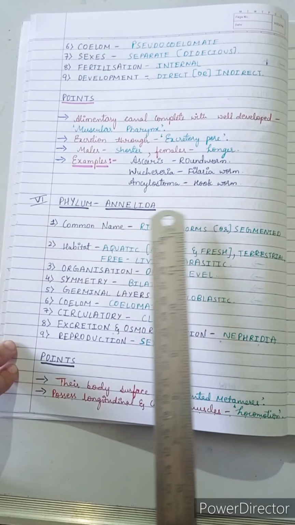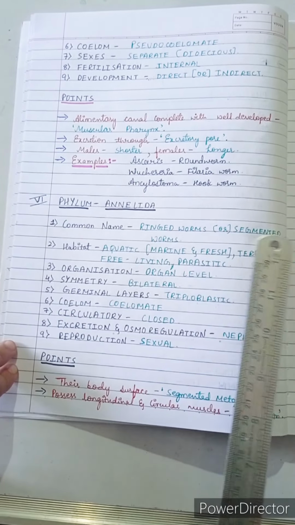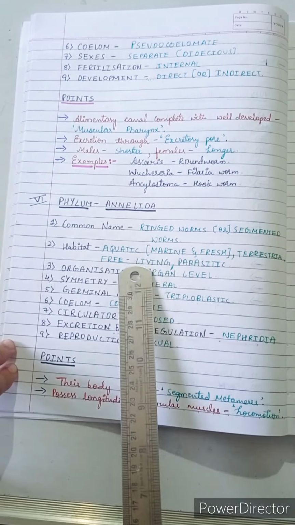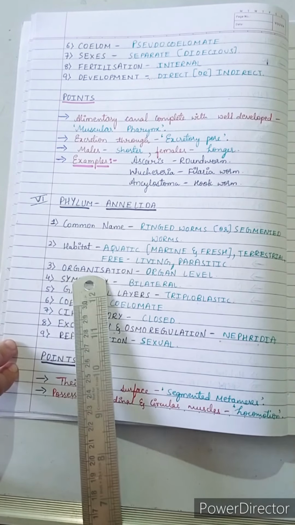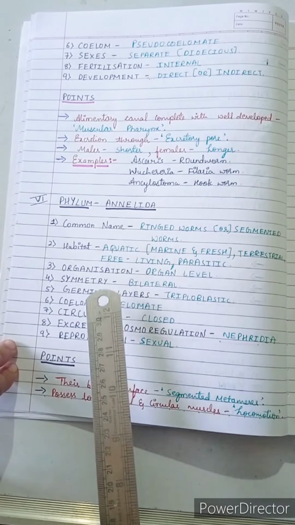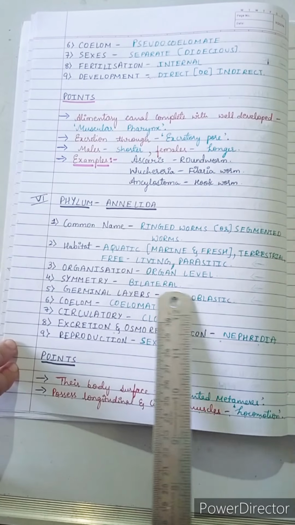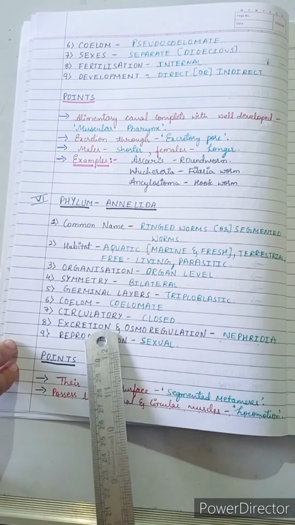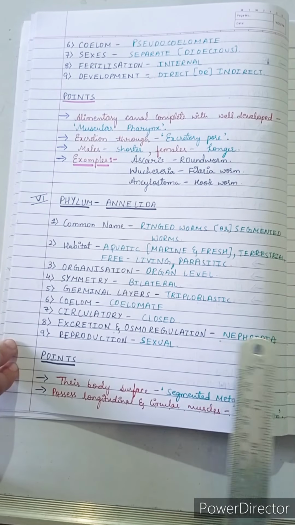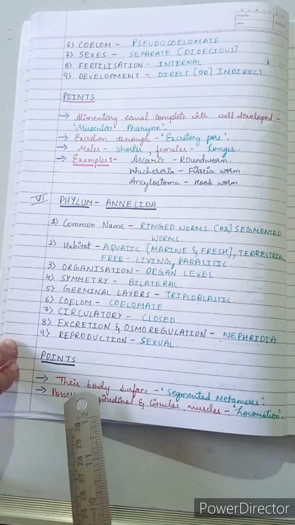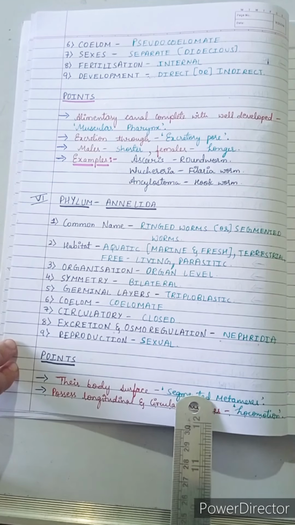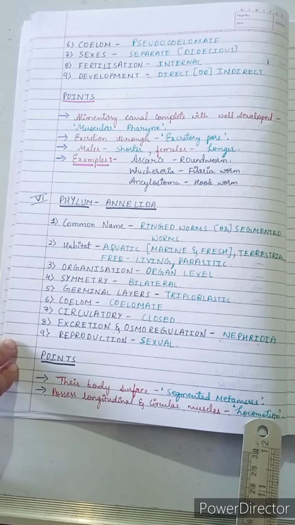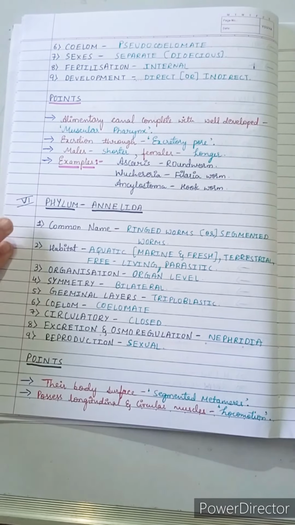Next phylum, Annelida. Common name: ringworms or segmented worms. Habitat: aquatic, that is marine and fresh, terrestrial, free living, parasitic. Organization: organ level. Symmetry: bilateral. Germinal layers: triploblastic. Coelom: coelomate. Circulatory system: closed type. Excretion and osmoregulation through nephridia. Reproduction is sexual. The body surface is segmented into metameres. They possess longitudinal and circular muscles for locomotion.